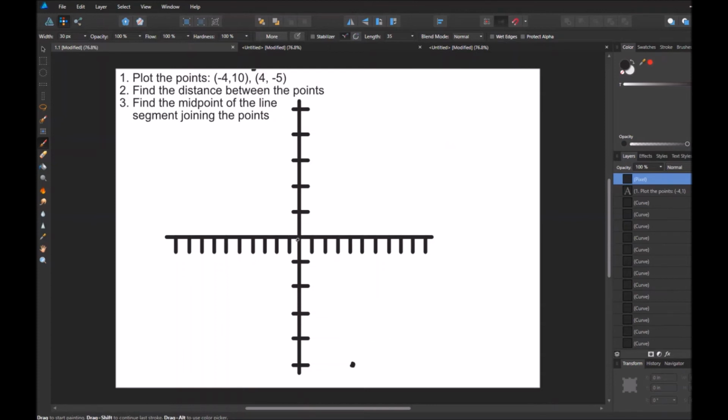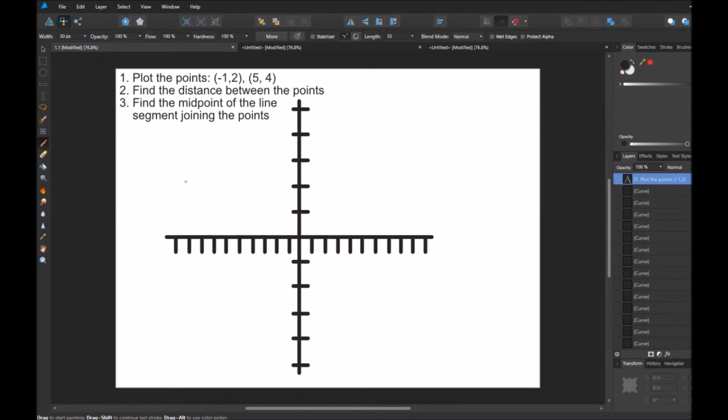So our midpoint is at 0 comma 2.5, which is right here. So if you were to connect these 2 points with a line segment, the distance from -4 comma 10 to 0 comma 2.5 is exactly the same as the distance between 4 comma -5 and 0 comma 2.5.